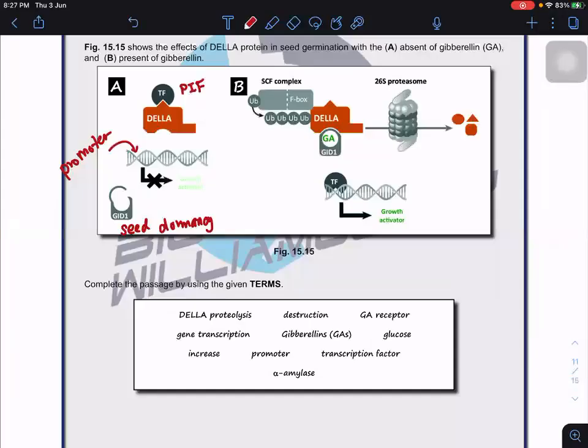So you can see that this is more complex. Just now I already summarized for you guys. So this is a complex process. You can see that PIF is bound to the DELLA protein. PIF cannot bind to the promoter, therefore seed dormancy continues. But when this gibberellic acid, with the receptor, GID1 is a receptor, this one you don't need to remember. So when gibberellin or GA binds the receptor, it will cause the breakdown of the DELLA protein, freeing the transcription factor. So the transcription factor can bind to the promoter, allowing the growth activators to take place here, basically involved in the enzymes, hormones or proteins that are involved in seed germination.